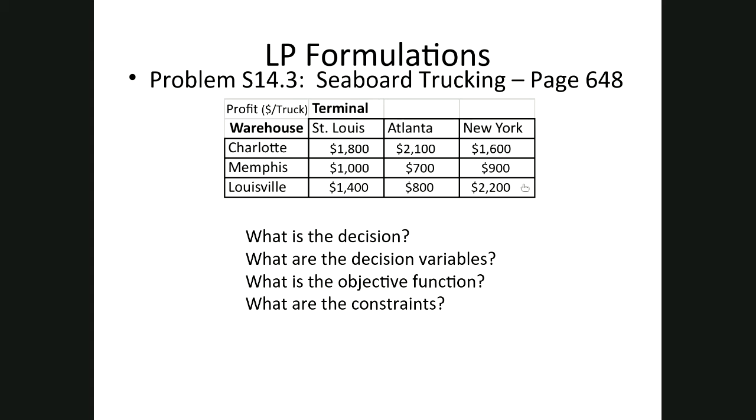Okay. So we want to formulate this. We've been asked to formulate this as a linear program and to determine the number of trucks that are going to be shipped to each one of these locations. Okay. So again, you should ask yourself the question: what's the decision that needs to be made? And then what are the decision variables? What are the objective function and constraints?